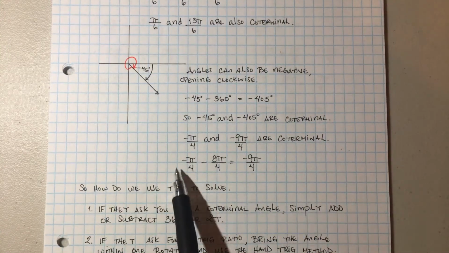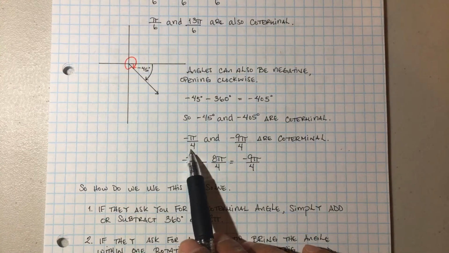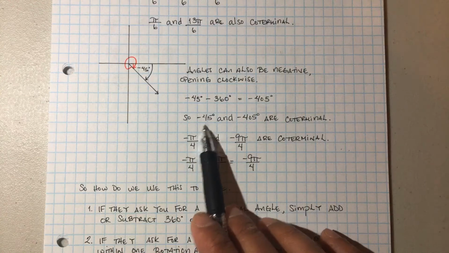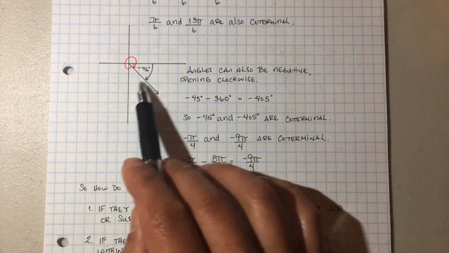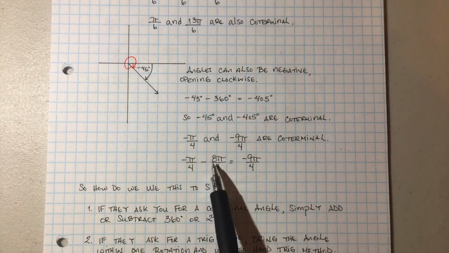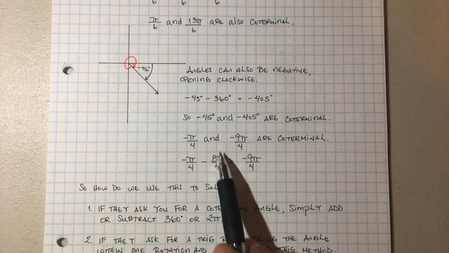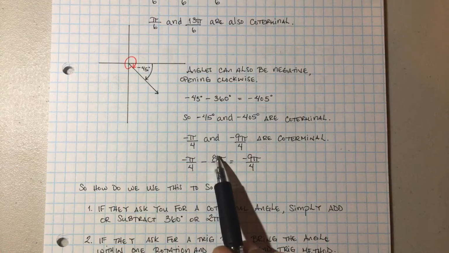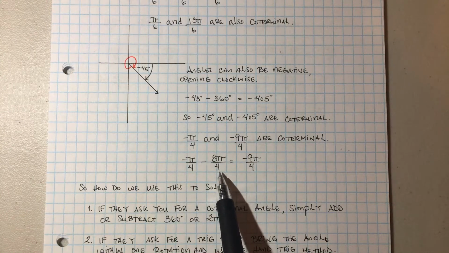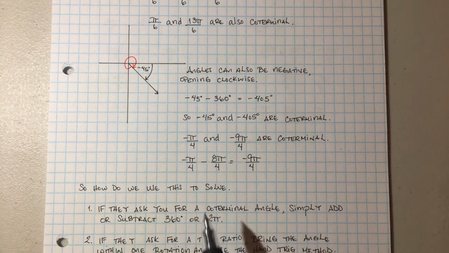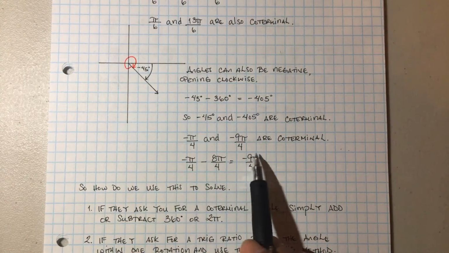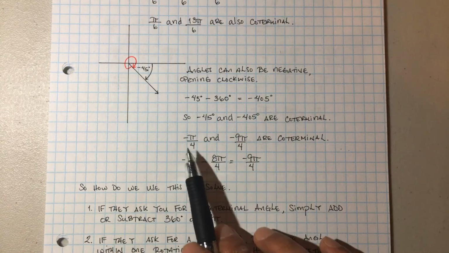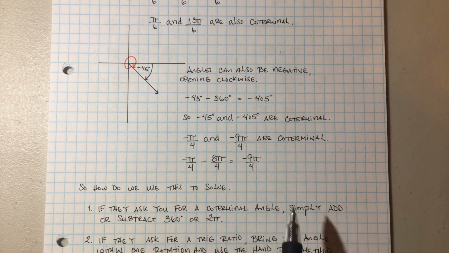Okay, same thing with negative pi over 4. Negative pi over 4 is actually negative 45. And if I keep going around, I end up at the same spot. Well, where did I get 8 pi over 4 from? 8 divided by 4 is 2. 2 pi, that's one turn around the circle. So negative pi over 4 minus 8 pi over 4 gives me negative 9 pi over 4. So that means these two are coterminal angles.